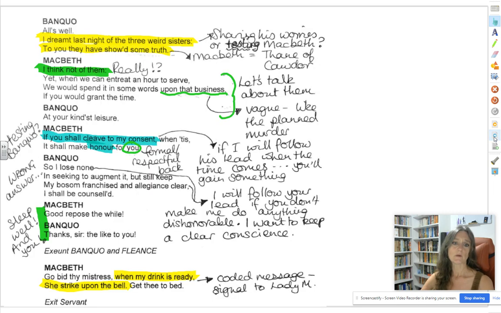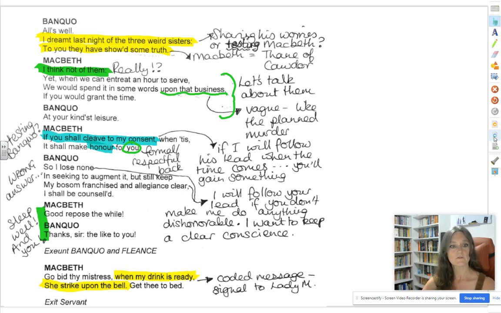Then it gets a little bit more personal, or does it? Banquo says, all's well. I dreamt last night of the three weird sisters. To you, they have shown some truth. And I put here, is Banquo sharing his worries, or is he testing Macbeth? So is he feeling out Macbeth to find out if he wants to make that whole king thing true, if he is excited about the prophecy now?